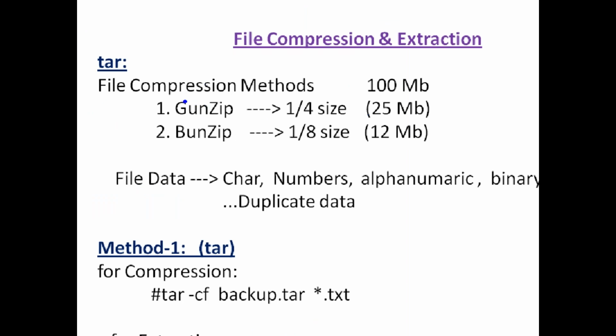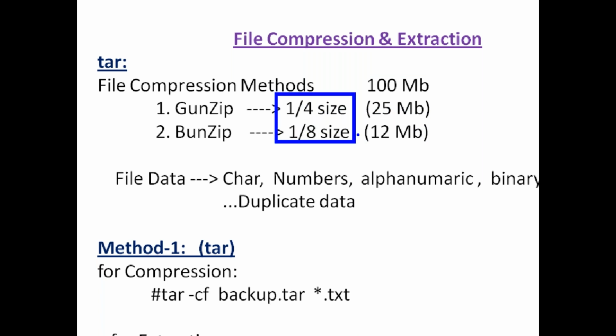Gunzip can reduce the file size up to 1/4. Like if you have a file of some 100 MB, you can make it some 25 MB. Then go for bunzip. Bunzip can reduce the size up to 1/8. But these sizes are not fixed.